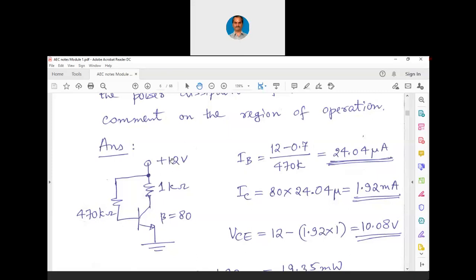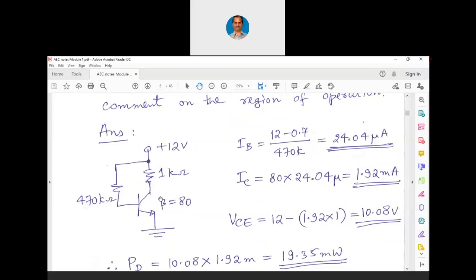Look at this, supply voltage is 12 volts, but across the transistor it is 10.08 volts. Means the transistor is nearer to cutoff region. The transistor is not even half on. If the transistor is fully half on, here we should get 6 volts, but that is not the case. Across the transistor 10 volts is there, means only 2 volts is there across this 1 kilo ohm. This transistor is very near to cutoff region.